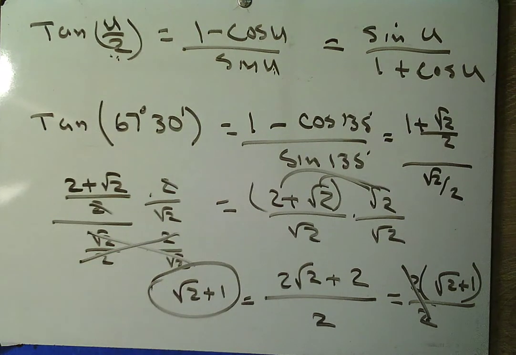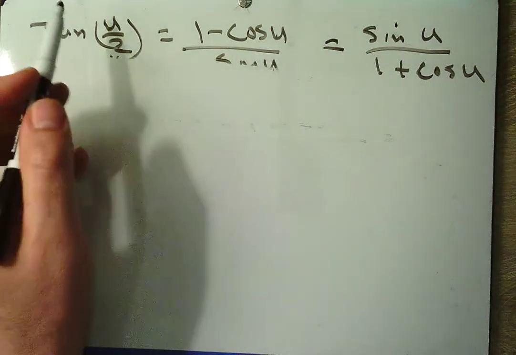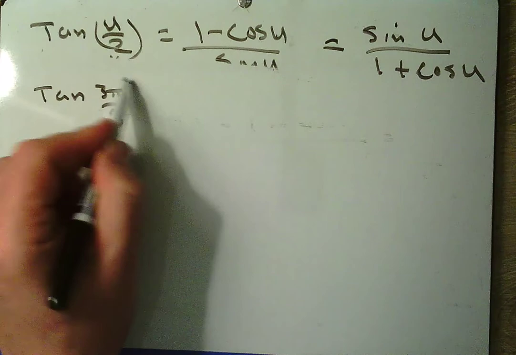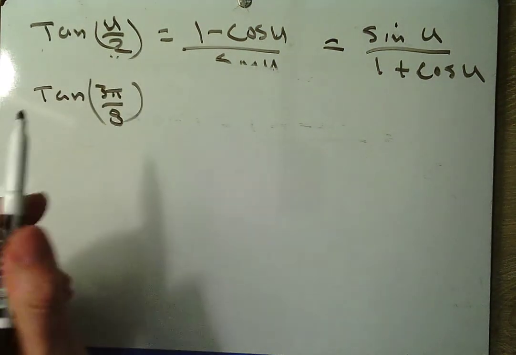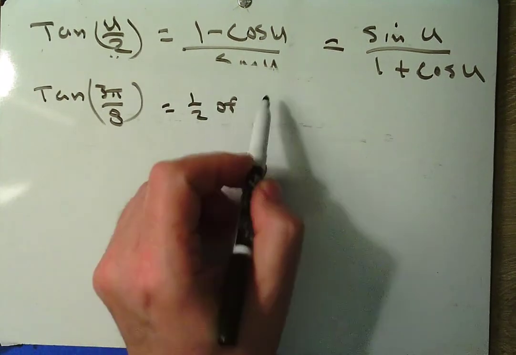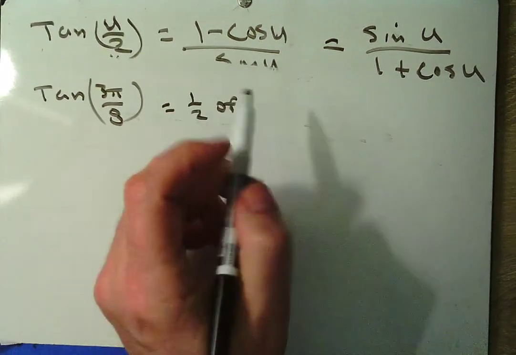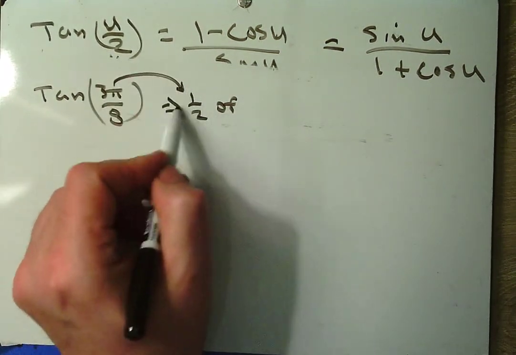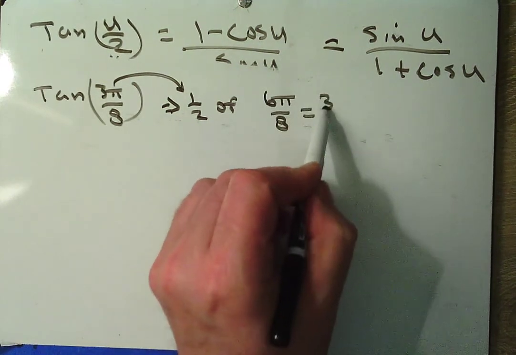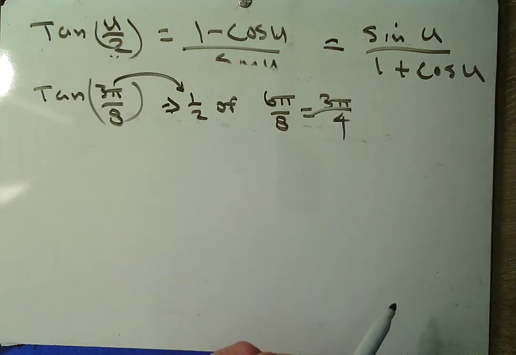And we should be able to do these problems not just in degrees, but also in radians. So if I have tangent 3 pi over 8, I don't know 3 pi over 8, but I do know that 3 pi over 8 is half of 6 pi over 8, or 3 pi over 4. And I do recognize 3 pi over 4 from my unit circle.